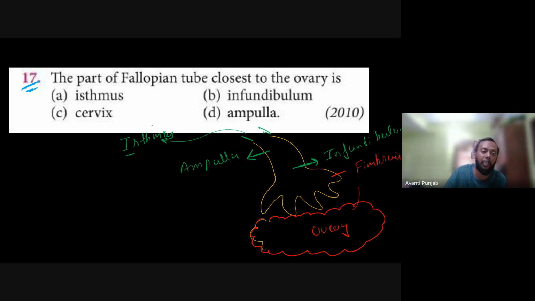अगर आपसे पूछा जा रहा है कि the part of the fallopian tube closest to the ovary, तो आपका आंसर अब यहाँ पे क्या आएगा? कौन सा पार्ट है आपका यहाँ पे जो आपका ओवरी के पास में? Which part is going to be closer to the ovary? It is going to be your infundibulum. This is going to be your infundibulum over here.